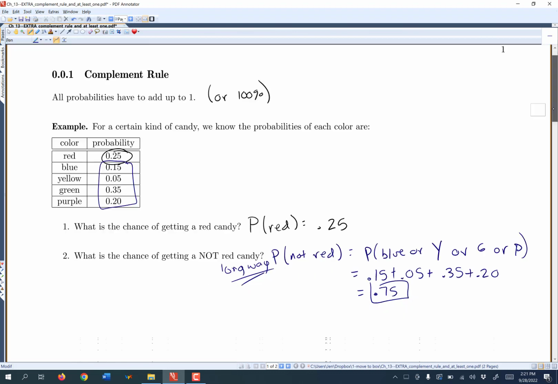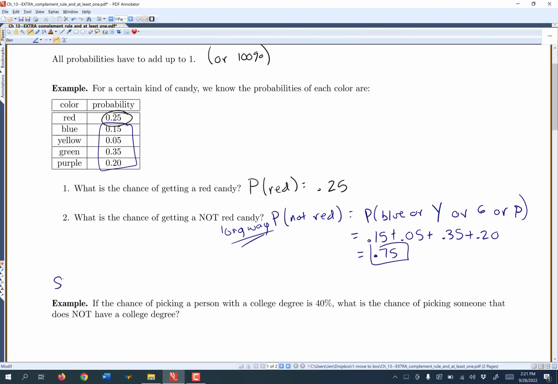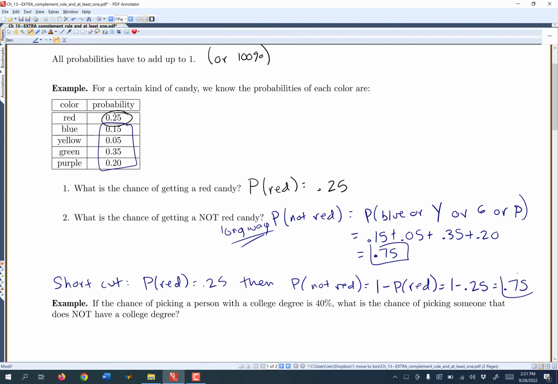Or I can do it a shortcut way. I can use the complement rule, and I can say, oh, well, if the probability of red equals 0.25, then the probability of not red is just 1 minus the probability of red, or 1 minus 0.25, which equals 0.75. Because again, we know that all probabilities always have to add up to 1.